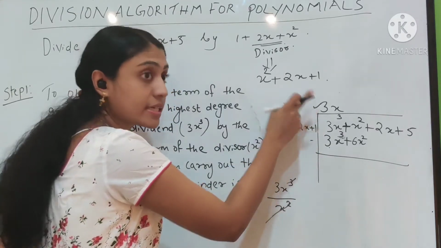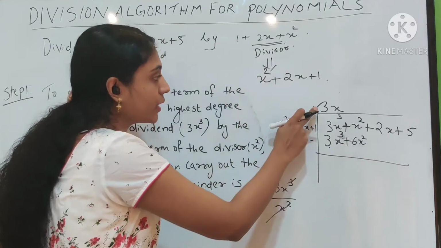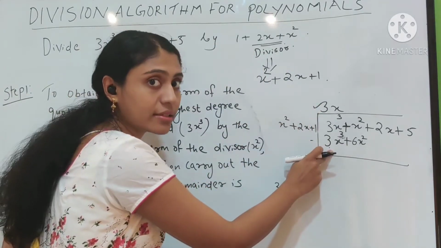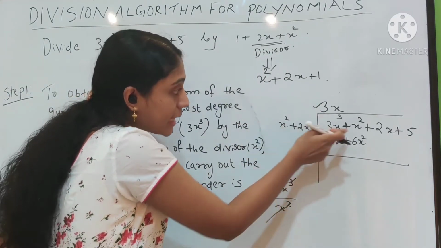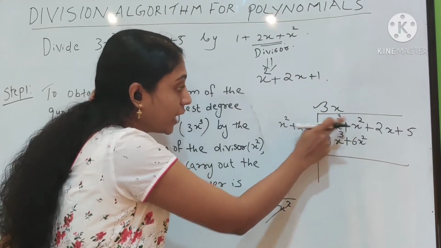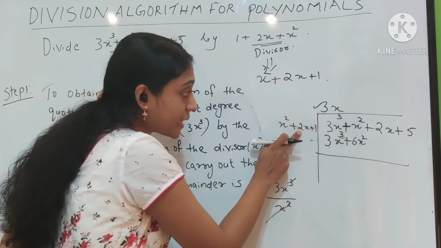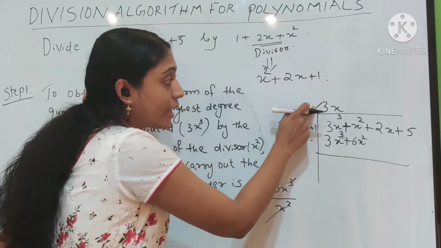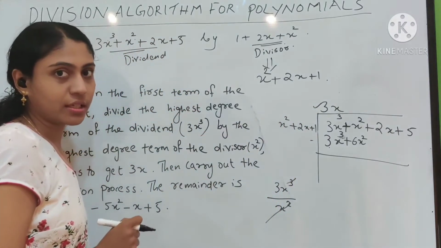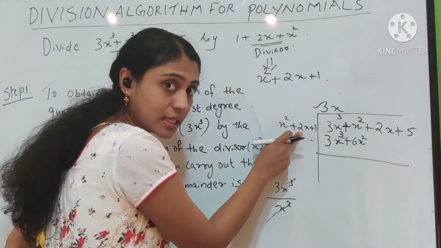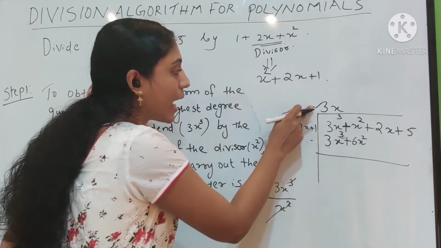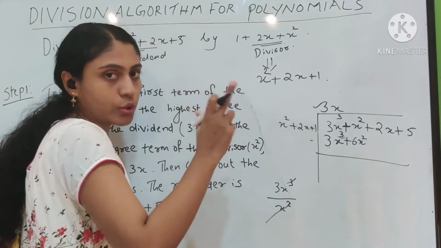That means write it in the first term of the quotient, right? So 3x into x square, it is 3x cube. Then take the second term of the divisor, not dividend, and multiply it with the quotient. Remember that. Take the second term of the divisor, not dividend, and the quotient. Multiply those two terms.